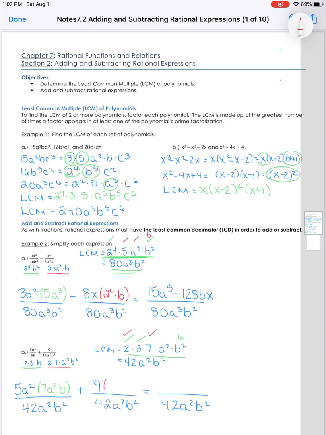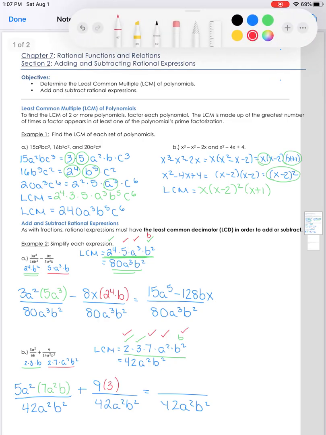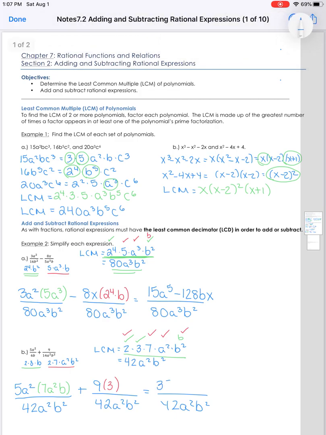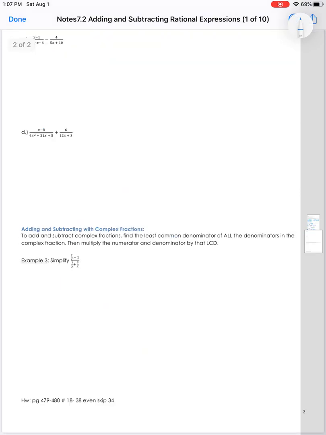For the second one, I have the 2, the 7, so I need a 3. I have the 2 a's, and I have the 2 b's, so I only needed a 3. And then when you distribute 5a squared, 7a squared b, that gets me 35, a to the 4th b, and 9 and 3 make 27.